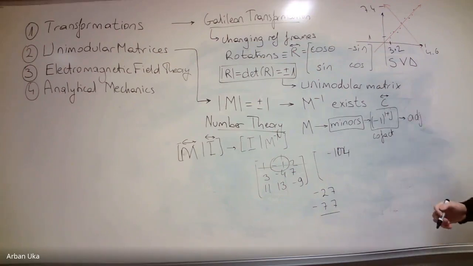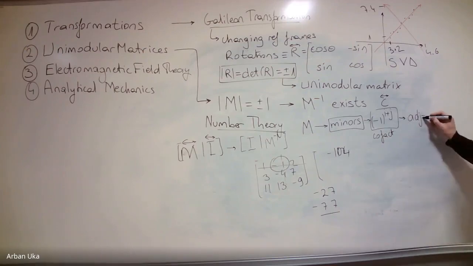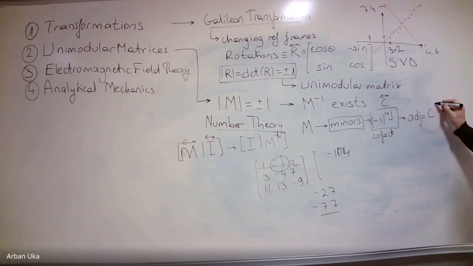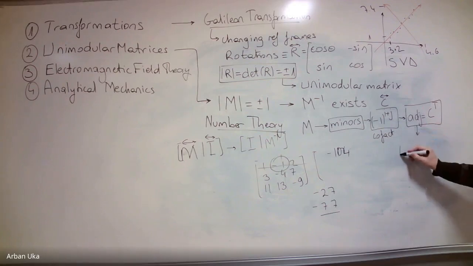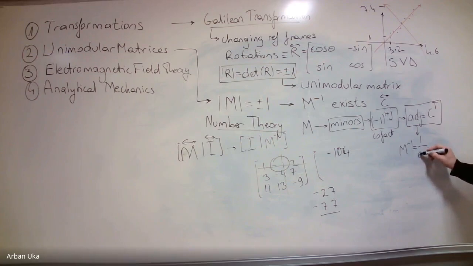Okay, this is again something that you say, there was such a thing. This adjoint is equal to the cofactor matrix transpose. So we calculate the transpose and we get to this step. Then the final step to find the inverse of the matrix M is 1 over the determinant of M, times the adjoint.